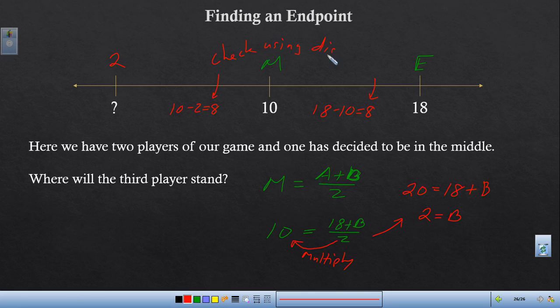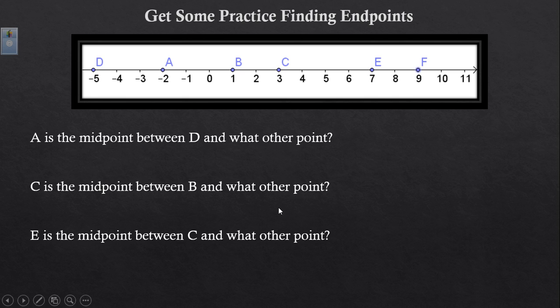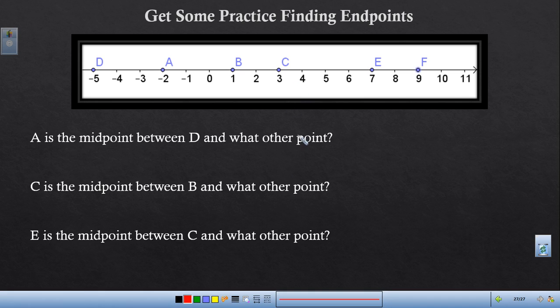We know that the midpoint is supposed to be halfway between them. So in this case it is. It's 8 units apart from either end. Okay, so let's do a little practice finding some endpoints.